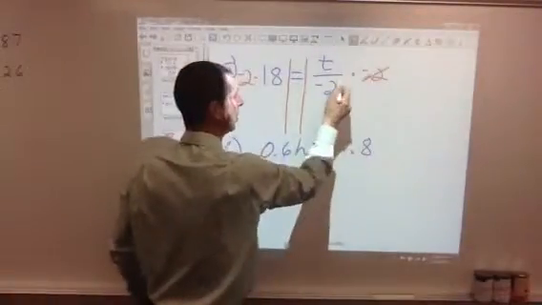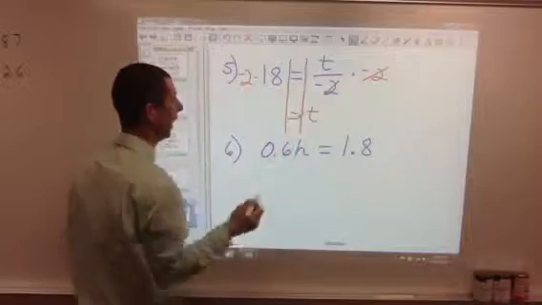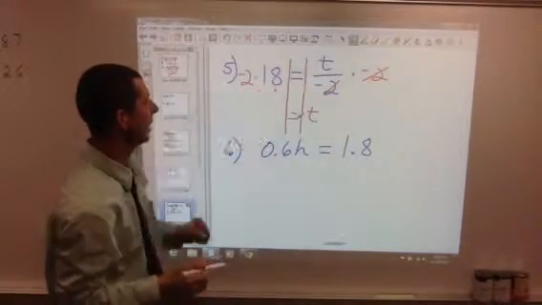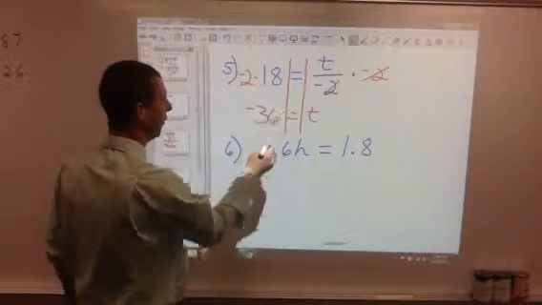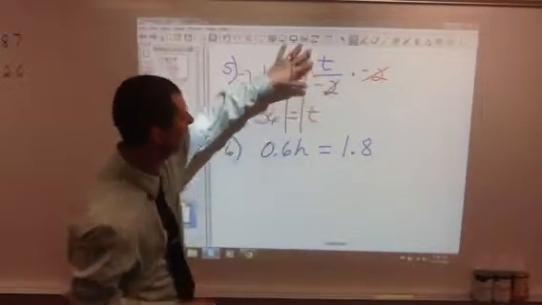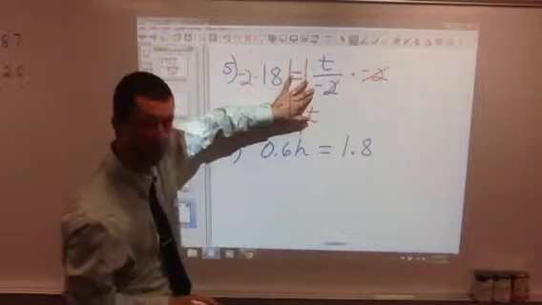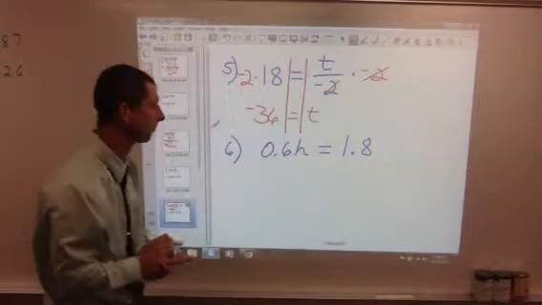Okay, these cancel. All right, so I have t left over here, and -2 times 18 is going to be -36. Now check your work, so put -36 in here. -36 divided by -2 is +18, so it does check out.